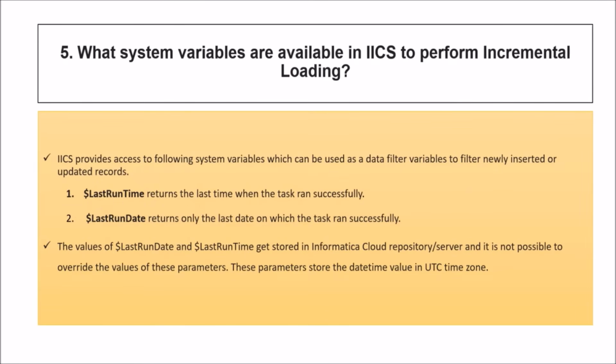Here it provides two system variables, that is the last run time and the last run date. The last run time returns the last time when the task ran successfully, and the last run date returns only the last date on which the task ran successfully. These values are stored in the Informatica Cloud Server or Cloud Repository, and it is not possible to override the values of these parameters. These parameters only store the date time value in UTC time zone.